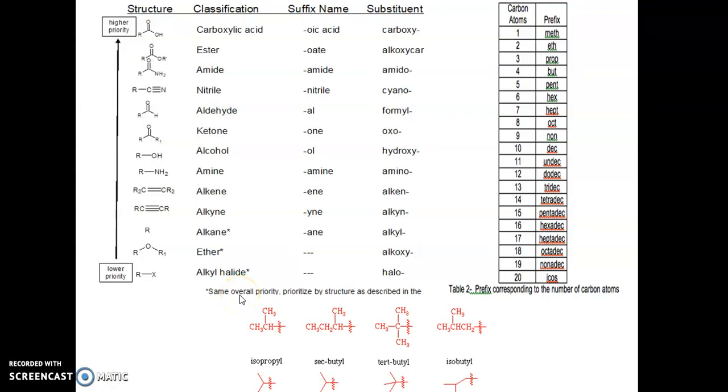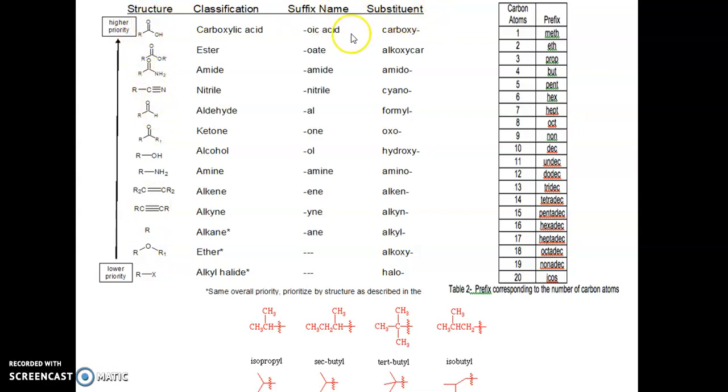Now here we will learn about the prefixes and suffixes that are used for different functional groups present in a compound. Here we will observe two types of prefix or suffix. The first one is named suffix name. These are the suffix names used for different functional groups, where these functional groups act as principal functional groups in naming the compounds.